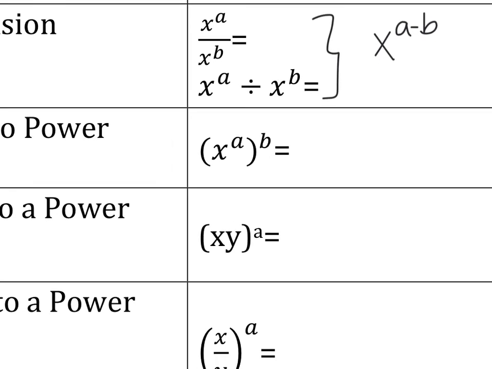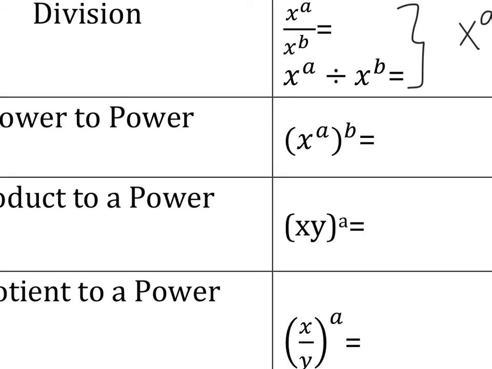Our next property is the power to a power, and that just means that we have an exponent raised to an exponent. And that's where we use something similar to the distributive property. We multiplied this exponent by that exponent right there, and we got a times b.